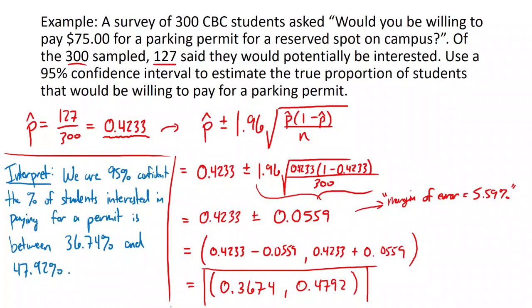So we're 95% confident the true proportion of students interested in paying for a permit is somewhere between 36.74% and 47.9%. Okay, and so we have an interval where we think the truth is. We have some reasonable justification for why we picked that margin of error. It goes back to the normal distribution. We can justify it. We didn't just make up a number, right? And we can use this procedure every single time.